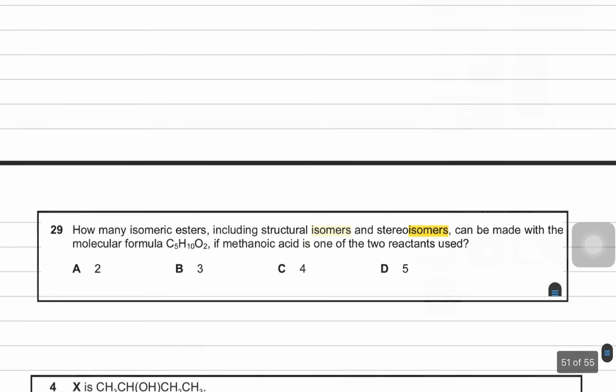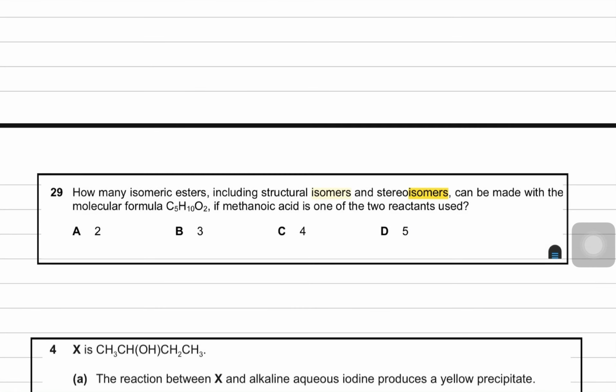In today's video, we're going to be attempting some past paper questions to see our understanding of the concept of isomerism. This question says, how many isomeric esters, including isomers and stereoisomers, we're not going to be talking about stereoisomers, so I'm going to cancel it right now, can be made with the molecular formula C5H10O2 if methanoic acid is one of the two reactants used.